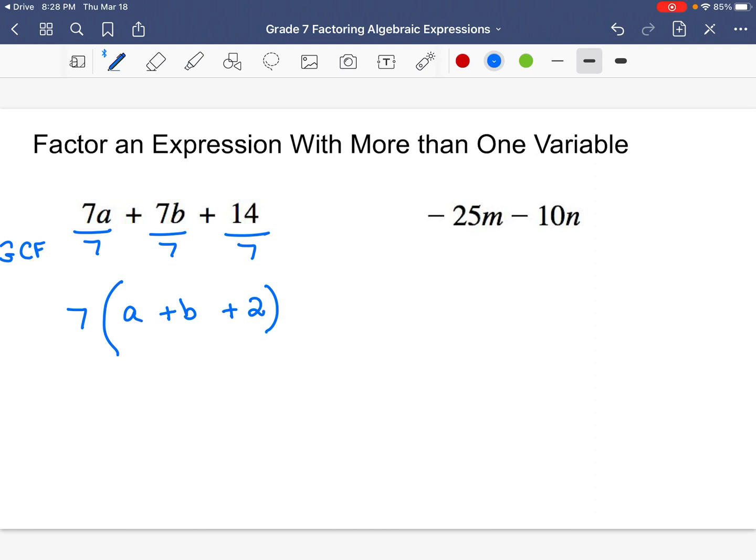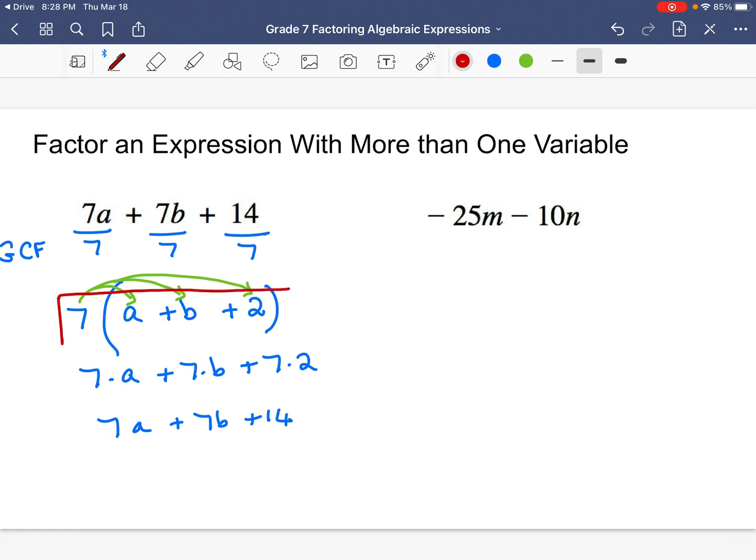2. And if you'd like to check your work, you can do it by expanding, by multiplying all of the terms inside the parentheses by the 7 on the outside, and you would say, I'm going to multiply 7 times a and 7 times b and 7 times 2, and I get 7a plus 7b plus 14, which is the same as I started with, so I know that 7 and then in parentheses a plus b plus 2 is a correct factoring.